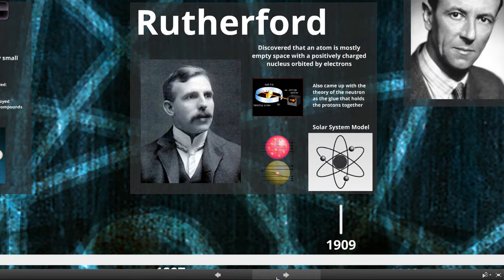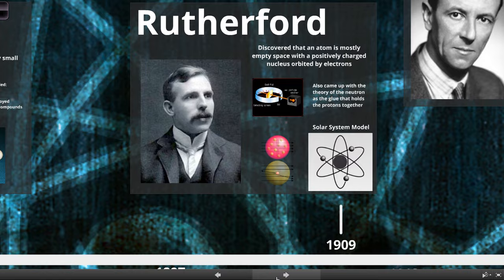So next we have Rutherford, very special and dear to our hearts as New Zealanders. Rutherford was a New Zealander, although he did most of his work in England, but definitely we still lay claim to him as one of our most famous and revered scientists. Rutherford was actually a student of Thomson. He took over the work from Thomson and took over the laboratory when Thomson retired from that position.